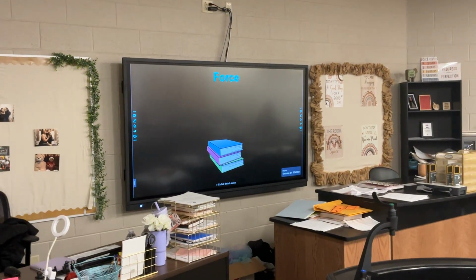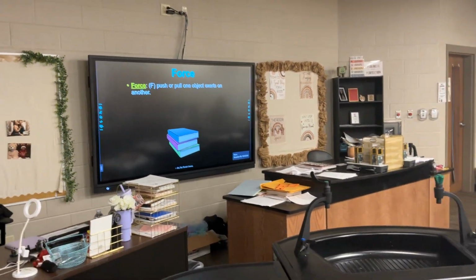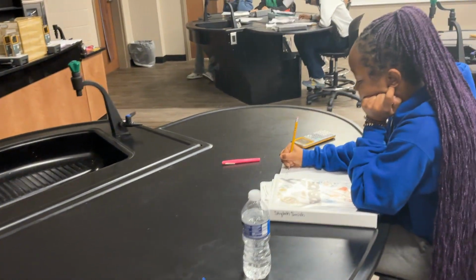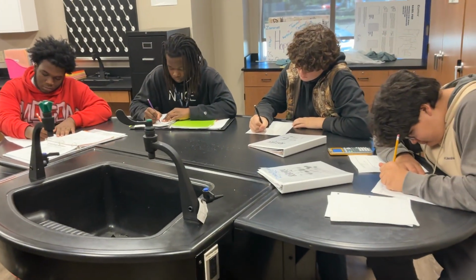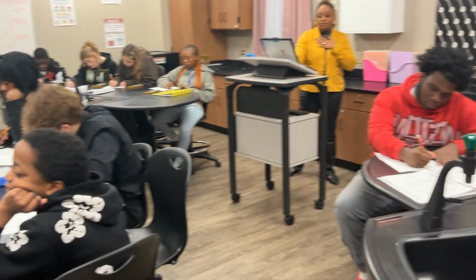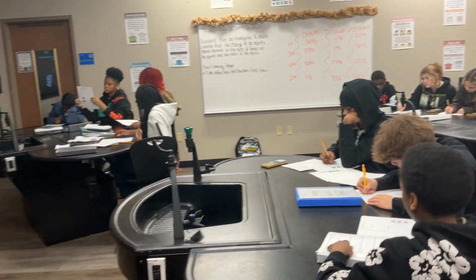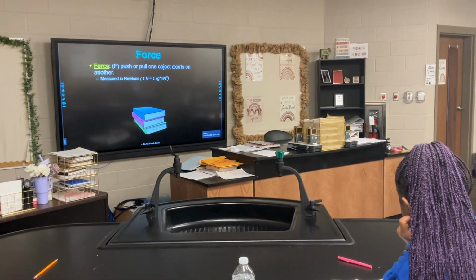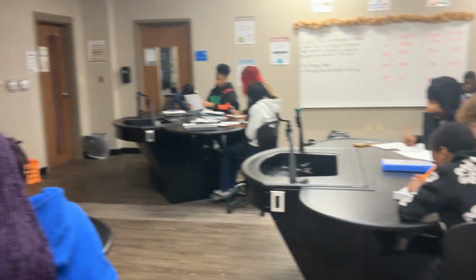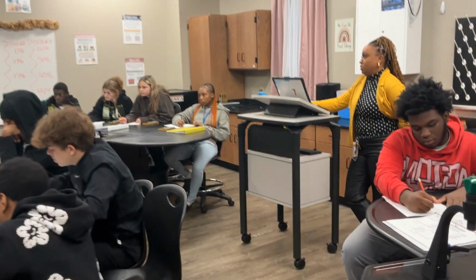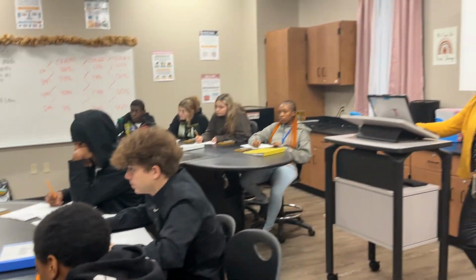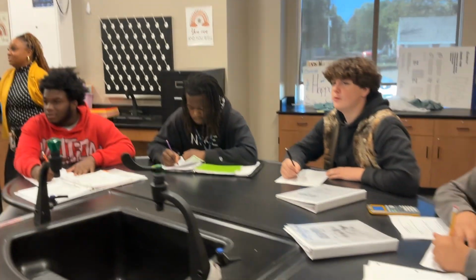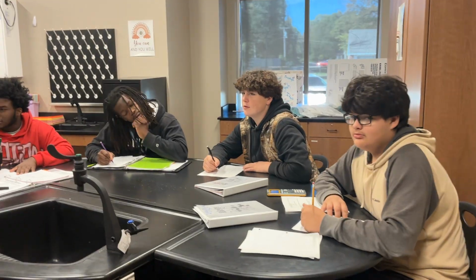All right, so force. Force is the push or pull one object exerts on another. Force is measured in newtons. So 1 newton equals 1 kilogram times meters per second squared. Force is measured in what? What is the force measured in? Newtons. Yes.